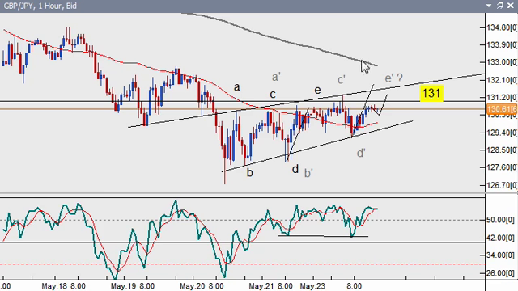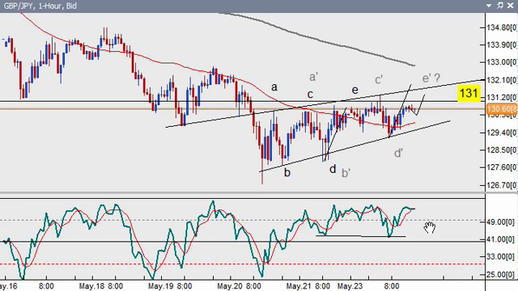Basically, we may be testing this 200 moving average in the 1 hour time frame, along with completing this pattern. Also, a clue here in the RSI is if the RSI doesn't break above 60, we are still in bearish mode, and we may continue the decline.